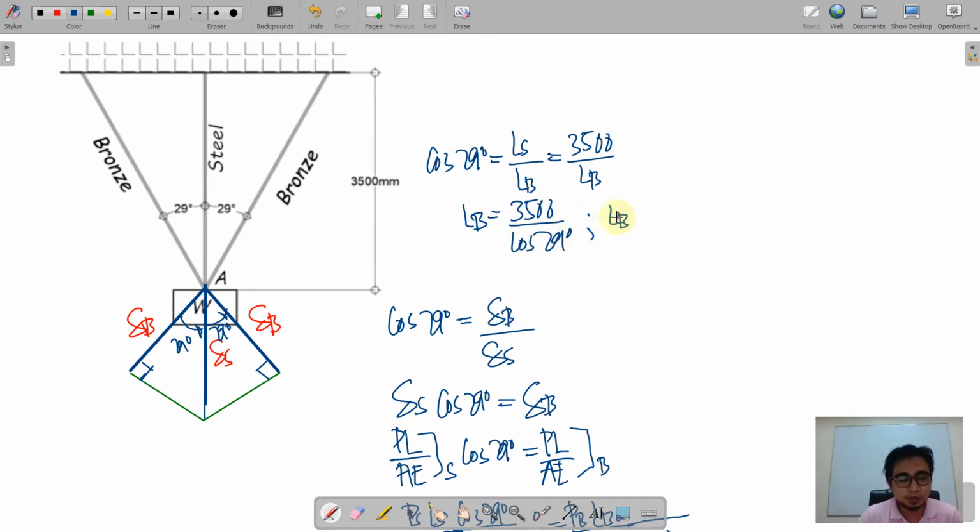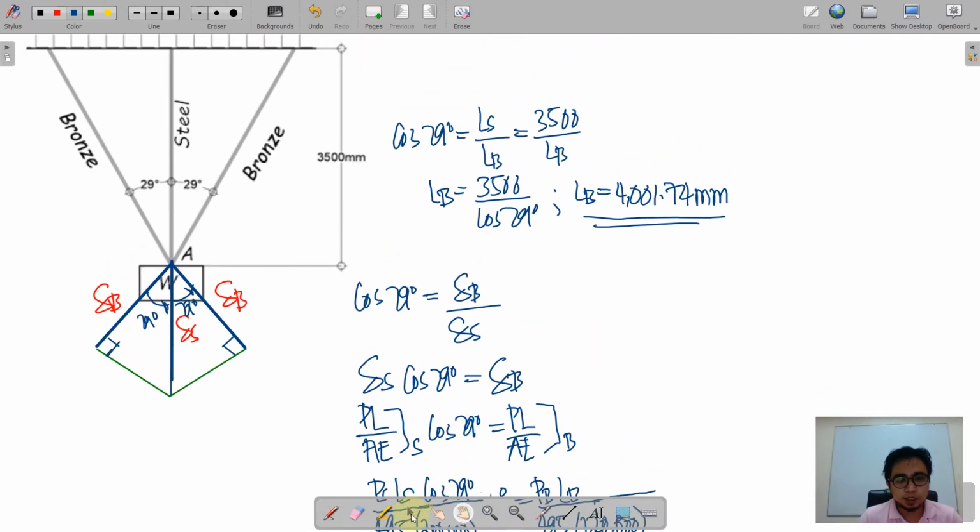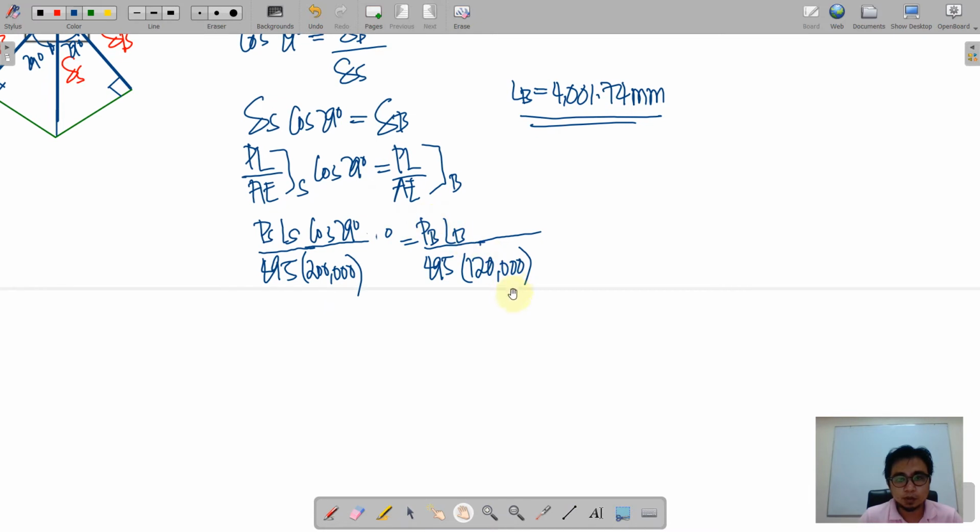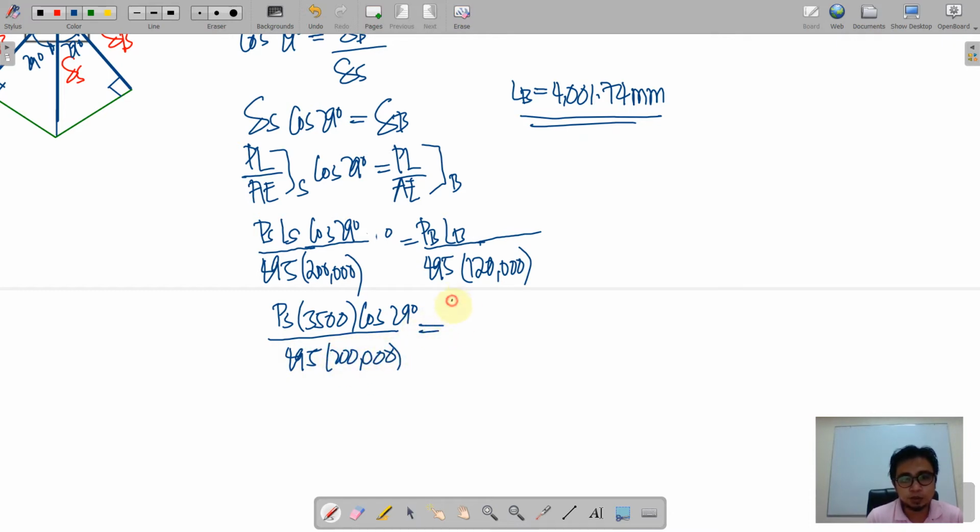So that is, let us compute that one. We have equivalent 1001.74 millimeters. Okay, so let us carry that one. Okay, so we then substitute. So PS times 3,500 cosine of 29 all over 425 times 200,000. This is equal to E of bronze.